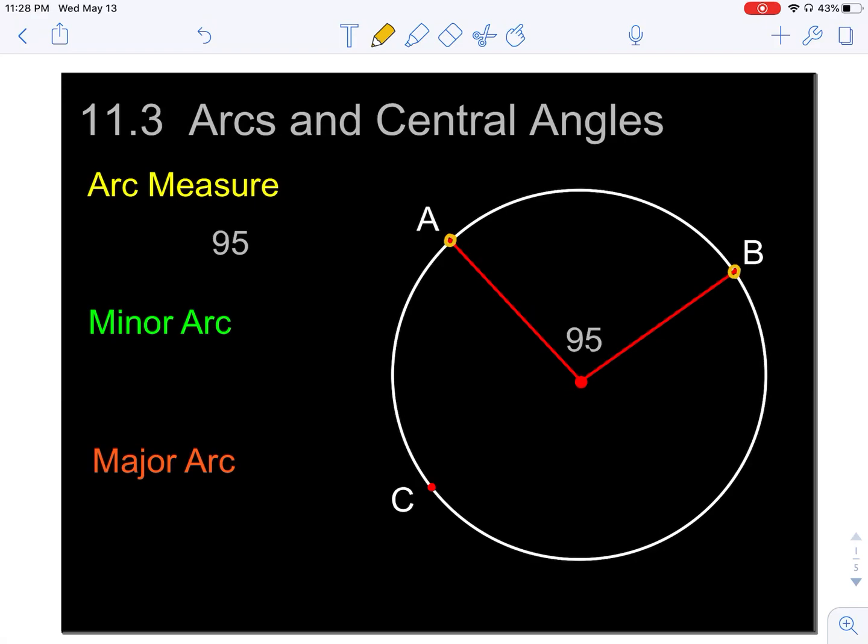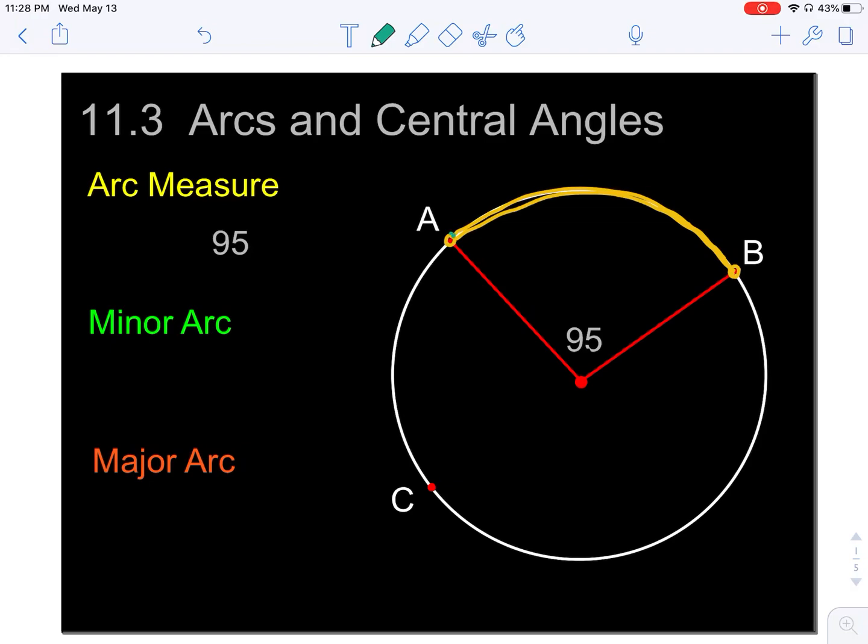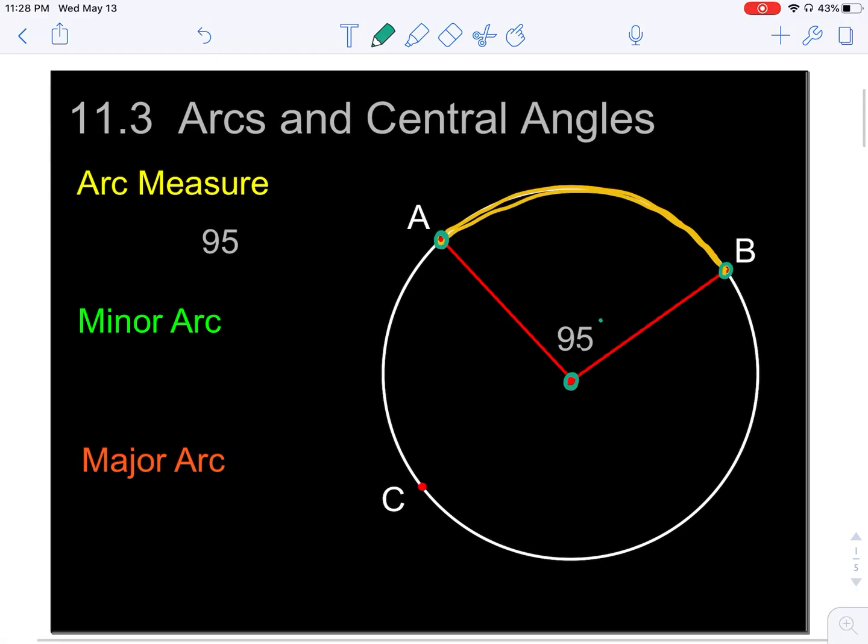So in this case here, an arc would span from A to B, and one way we measure these arcs is in respect to the angle that is formed with the middle of the circle or the center of the circle. So the two endpoints of the arc, AB, dictate how essentially big the arc is, and if you follow those points to the center of the circle, that would make an angle. That's called the central angle, and that angle measure, 95 degrees in this case, would be considered the arc measure.